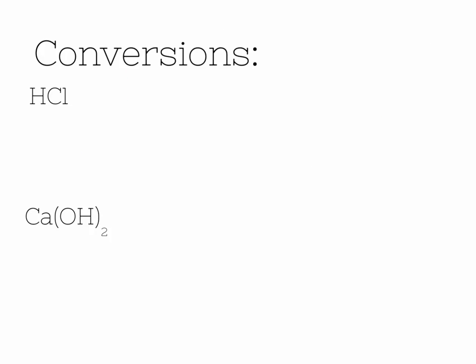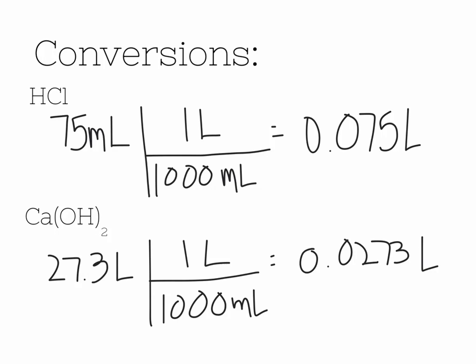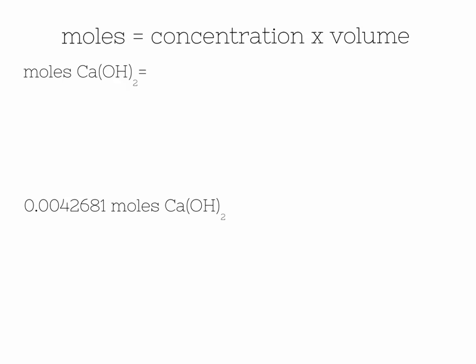Before we begin to solve the problem, we need to convert the volume of both solutions from milliliters to liters. You can do this by dividing each of the given volumes in the problem by 1,000. We will now solve the problem by looking at the details. First, we will find the moles of calcium hydroxide. To do this, we will use the equation moles equals concentration times volume.